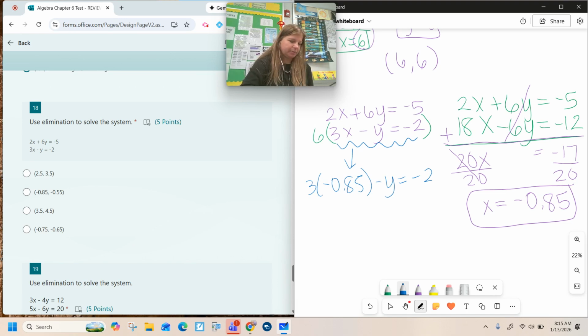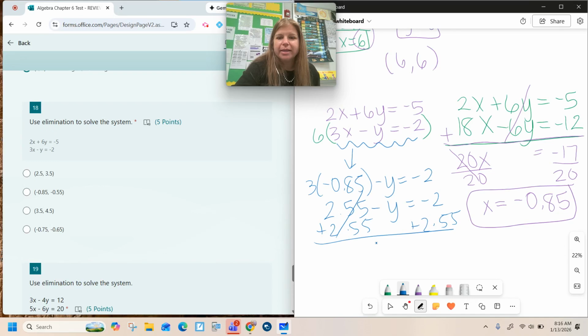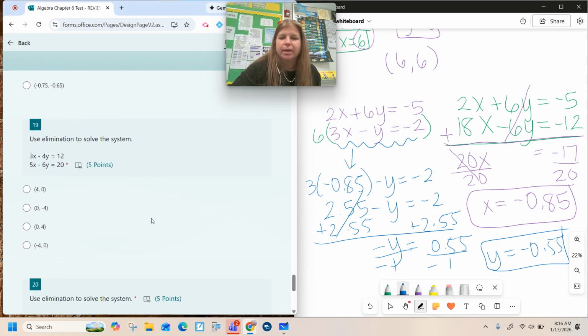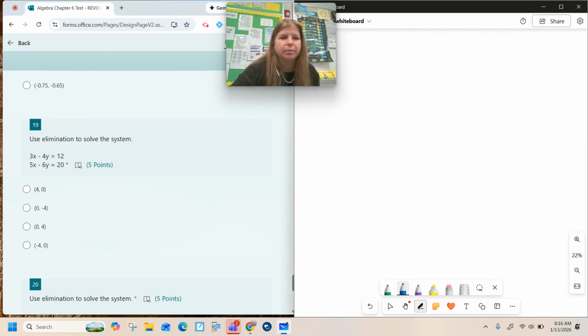3.85, so 3 times 0.85. So that would be negative 2.55 minus y equals negative 2. I would have to add 2.55 on both sides. Okay, so I end up getting negative y equals 0.55, and if I divide both sides by negative 1, I end up getting y equals negative 0.55, and that's my solution. Negative 0.85, negative 0.55.